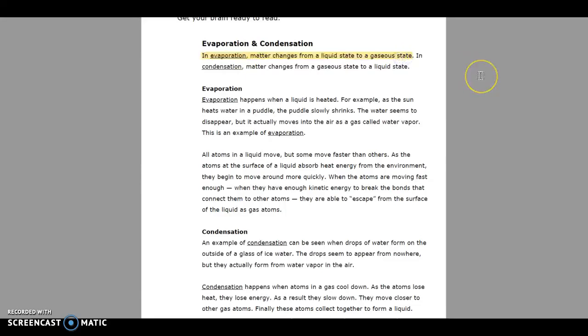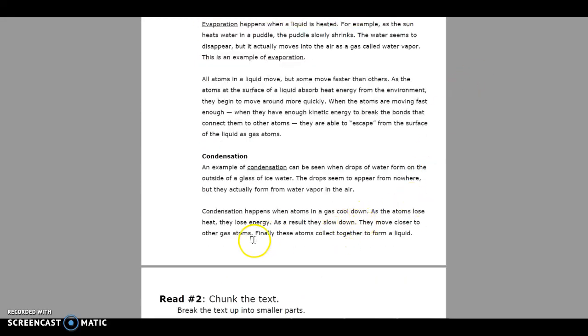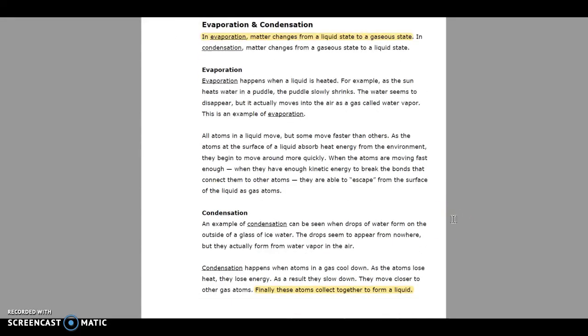So in evaporation, matter changes from a liquid state to a gaseous state or a gas state. Skip to the bottom. Finally, these atoms collect together to form a liquid. You should underline those two sentences.